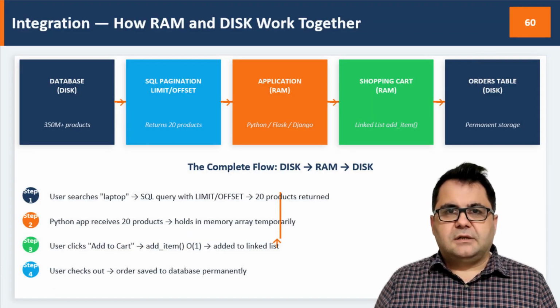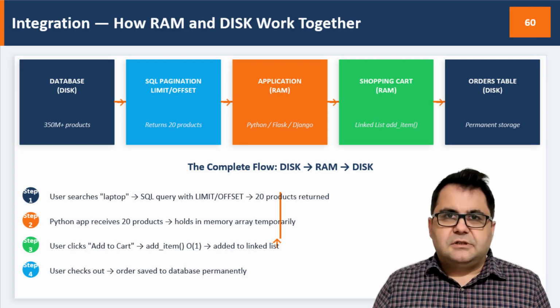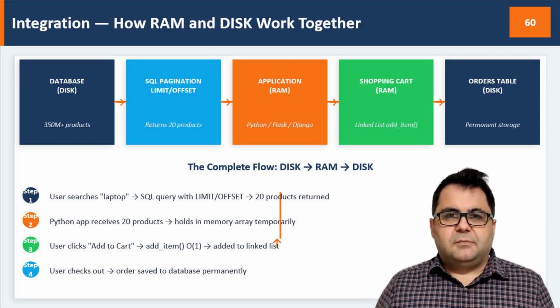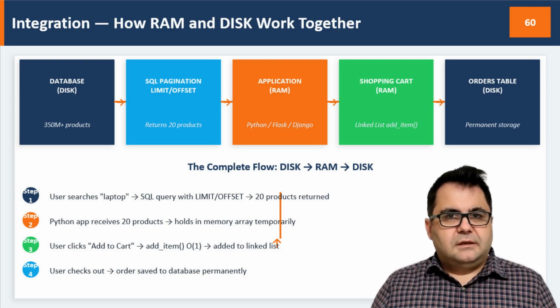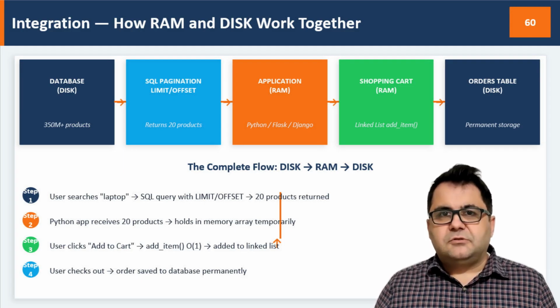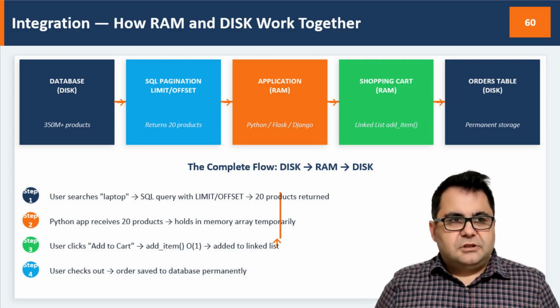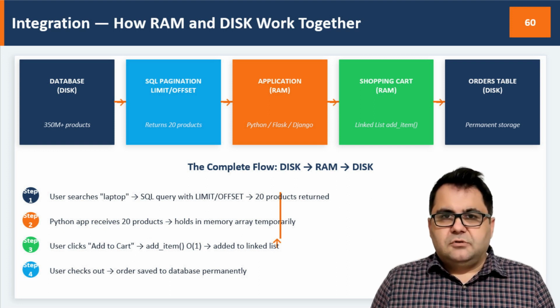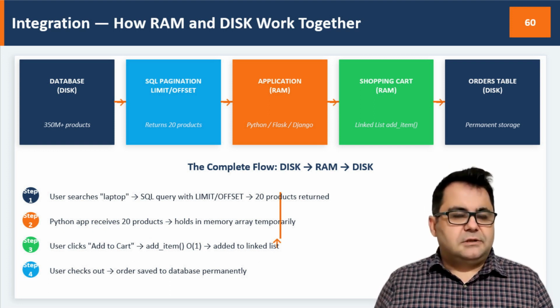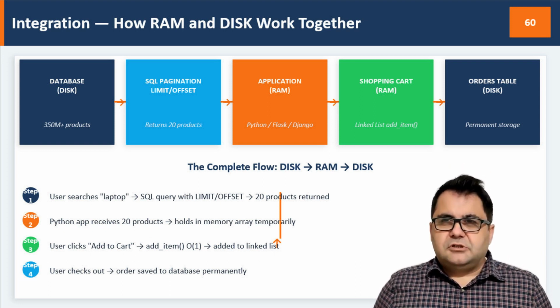Let's connect all the dots. How does everything we learned today fit together? The complete e-commerce flow. Step 1: the database on disk stores millions of products. We query with select using limit and offset, which returns just 20 products. This is hour 3 content, pagination.